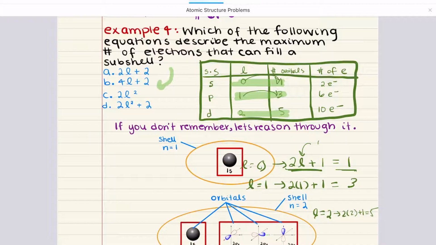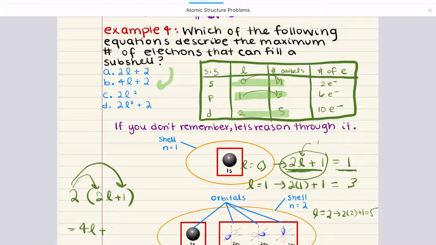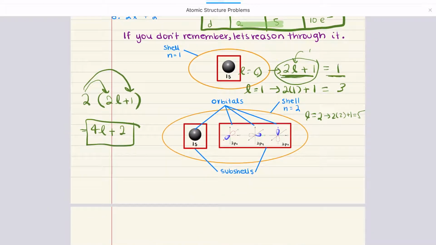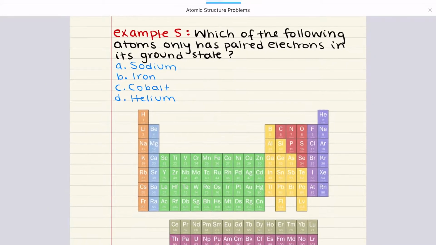So now we know a relationship that tells us the number of orbitals. And then we need one more step to go from orbitals to number of electrons. We know each orbital houses only 2 electrons. So we can take this expression, 2L plus 1, and multiply it by 2. Then we can distribute the 2 to get our new expression 4L plus 2. This is the equation we're looking for, and that makes the correct answer 4B. Wonderful, so that's 4. Let's move on to problem 5.